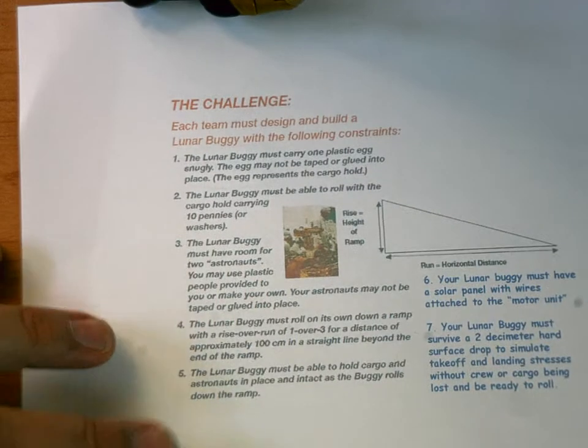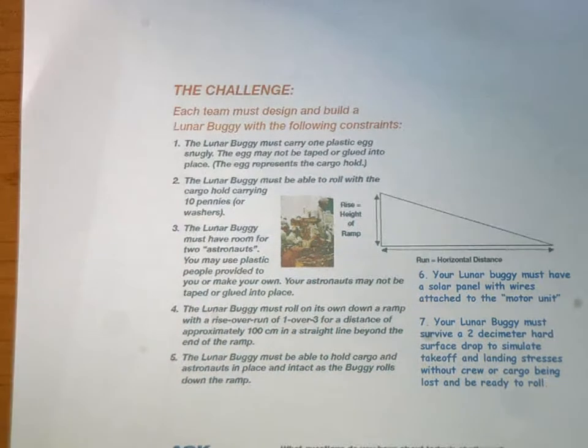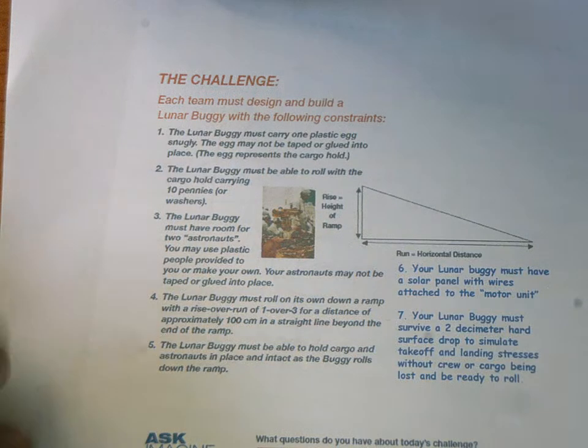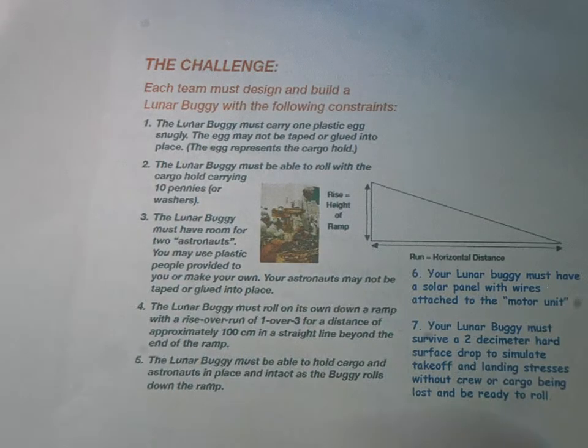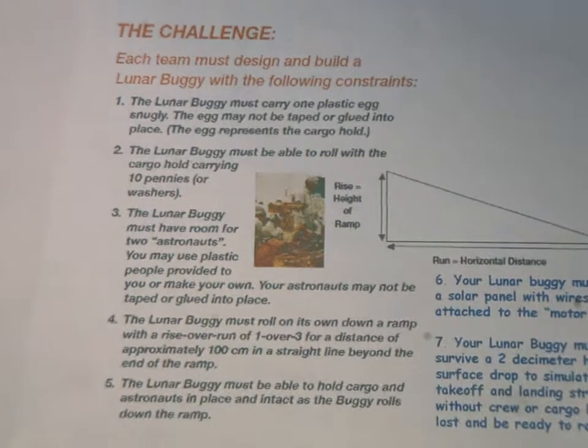All right, to begin with, the lunar buggy must carry one plastic egg snugly. The egg may not be taped or glued into place. The egg represents the cargo hold. So with this model that you build, when you build it, if I were to pick it up and turn it upside down, the egg would fall out. Okay, so it has the potential to fall out if you don't come up with a way to secure it. Hey, don't get mad at me. Okay, these are the design parameters. I didn't come up with it. I'm just the tech rep here representing this to you.